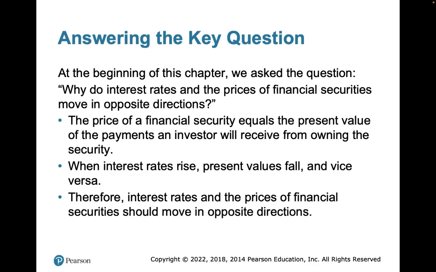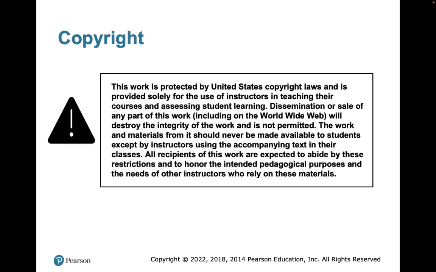At the beginning of the class, we tried to understand why interest rates and the prices of financial securities move in opposite directions. This is because the price of a financial security equals the present value of the payments an investor will receive for owning the security. When interest rates rise, present value falls, and vice versa. Because of this, interest rates and the prices of financial securities move in opposite directions.